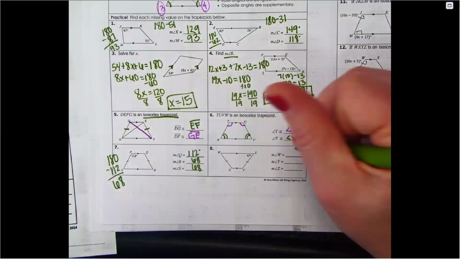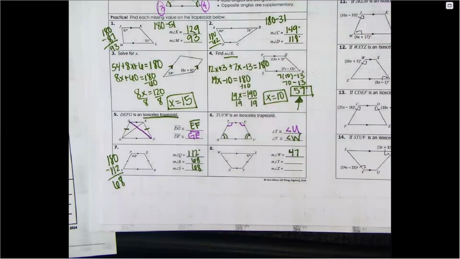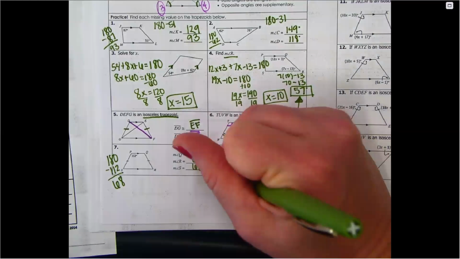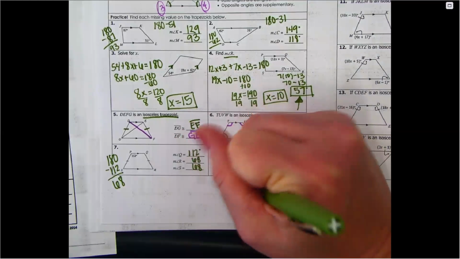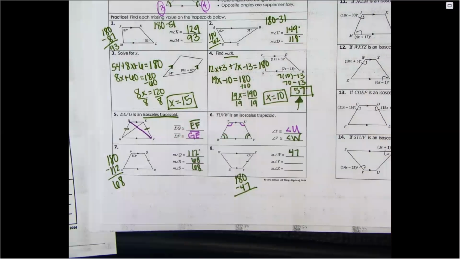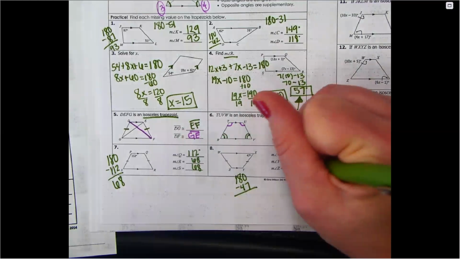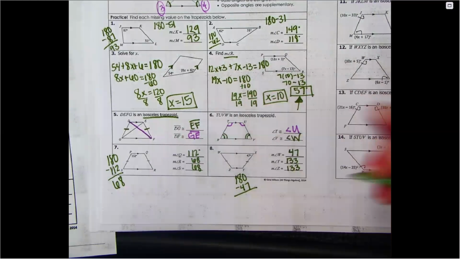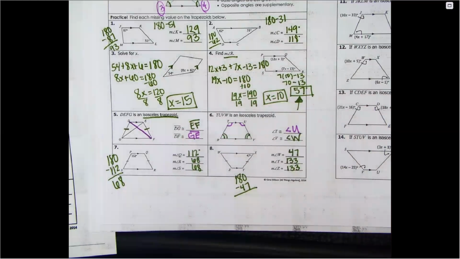All right, if X is 47, who else is 47? Good, W. Okay, how are we going to find Y and Z? Good, just subtract that 47. 180 minus 47 is, good, 133. Okay, hopefully doing that gives you a little bit of a better understanding about these isosceles trapezoids and regular trapezoids, because now we're going to do a little bit of algebra.